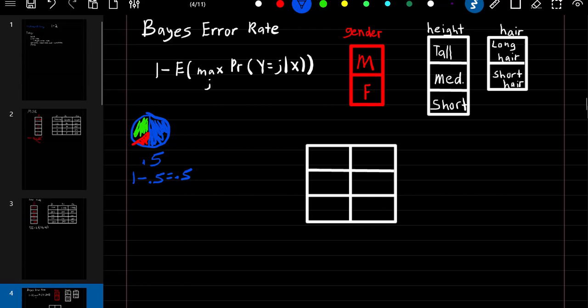Now that can be extended to more than one predictor. In that case, instead of one predictor, here we're going to have 2 predictors. So let's say we're trying to guess whether a person is a male or female.